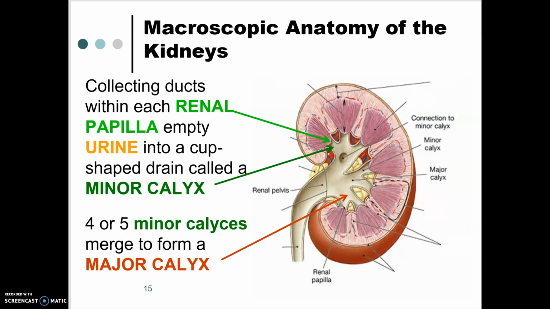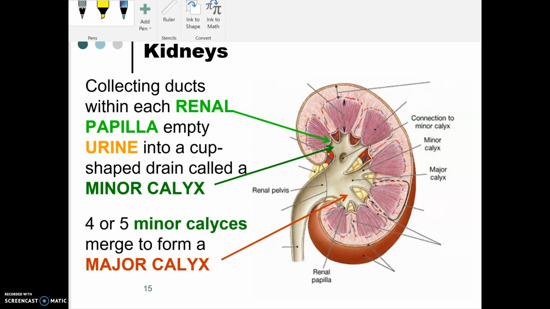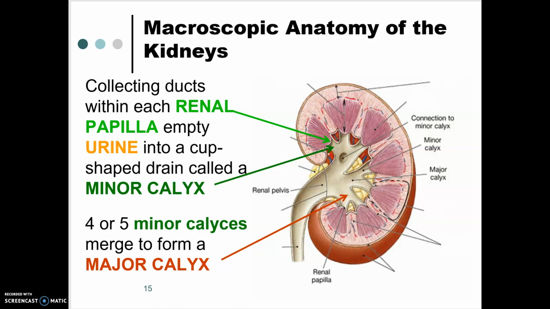Now, another structure that we can identify is a papilla. A papilla is going to be found right at the tip of the pyramid. So this is going to be a papilla here, this is going to be another one here, and this serves as a kind of collecting point for urine. As urine's formed, it drips down through these collecting tubules from the nephrons, and I'll talk about that a little bit later, and it goes into the papillae.